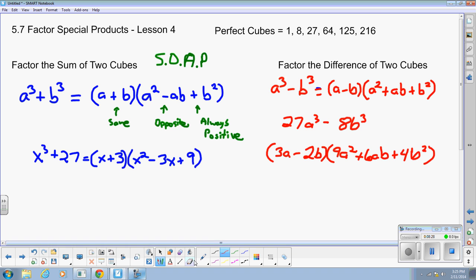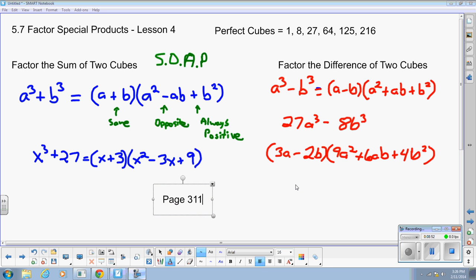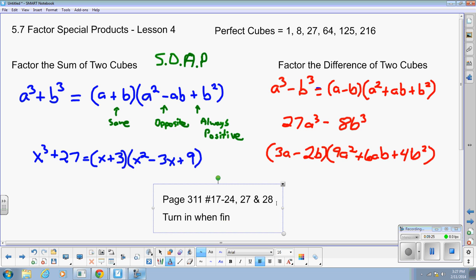All right, so give this a shot. The problems that I want you to do for this are as follows. It's going to be page 311. Page 311 again. I want you to do numbers 17 through 24, and then 27 and 28. Page 311, numbers 17 through 24, 27 and 28. And turn it in when you're done. All right, give her a shot.